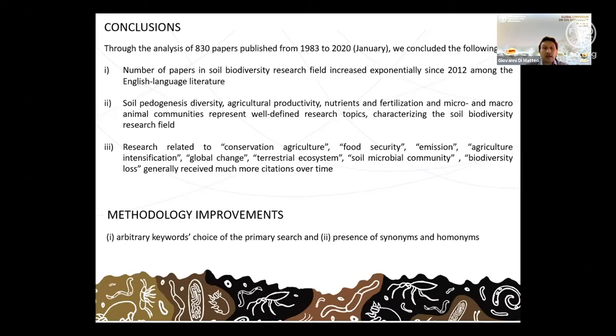In the end, I should note some methodology improvements related to the arbitrary keywords choice of the primary search, and also the presence of synonyms and homonyms in the searching criteria. In this case, the first, the presence of the arbitrary keywords, possible papers, and the second, they could be present in the same cluster or in different clusters, leading to a possible distortion of the maps.